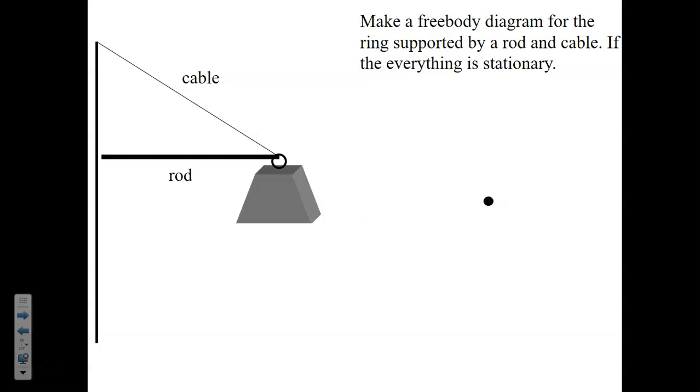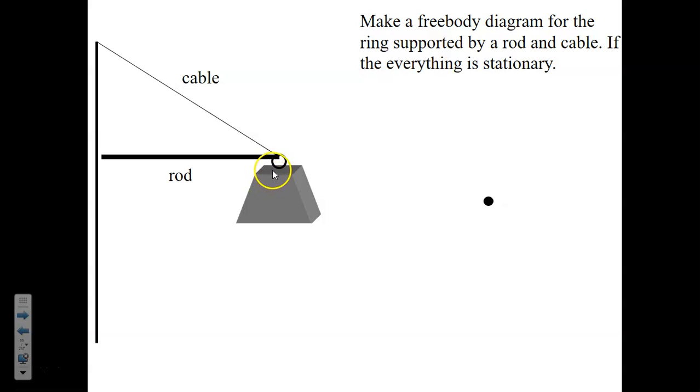Okay, let's do one where we've got a weight and it's being pushed on by a rod, and then there's a cable also supporting it. What we're concerned with is this weight, so let's consider this one object, the weight. Everything is stationary, so what does that tell me? It tells me that the forces are balanced, so my ups and downs cancel, my lefts and rights cancel.